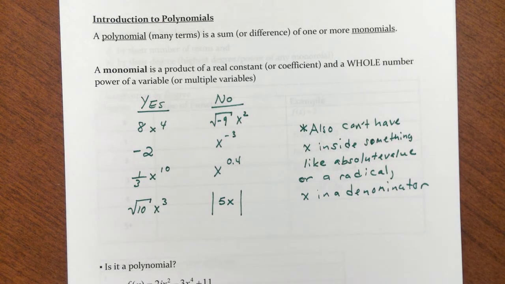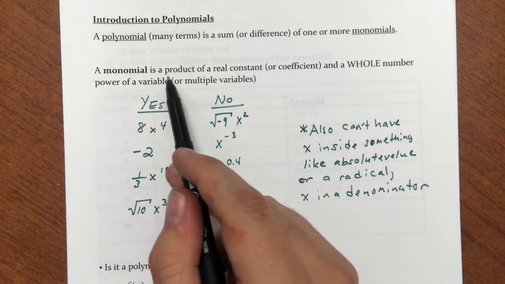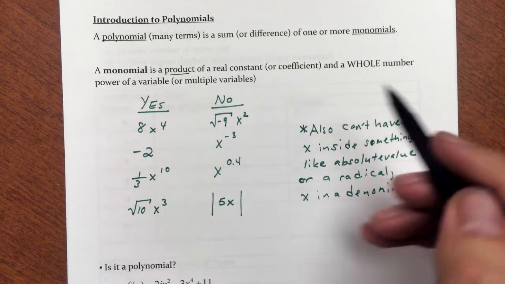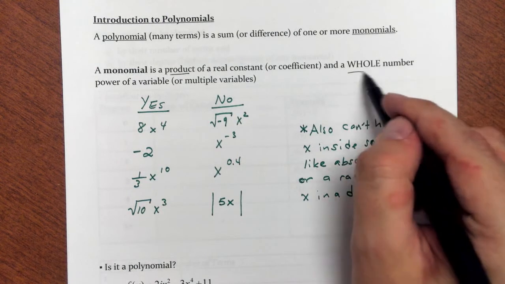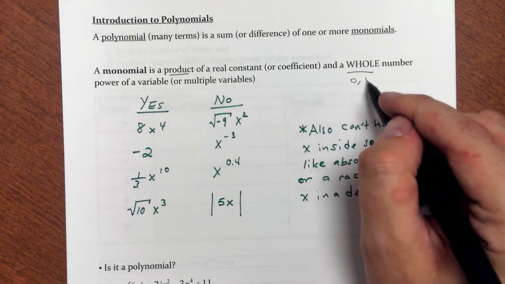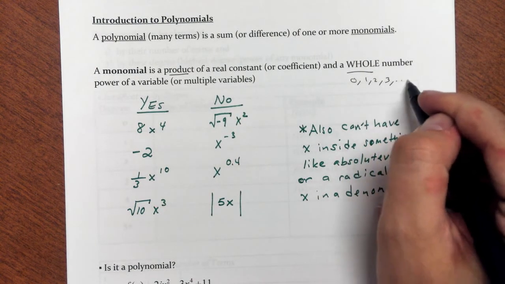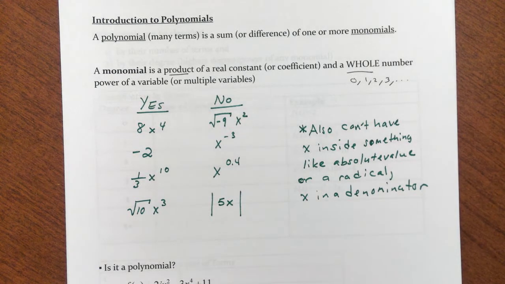A monomial is a product of a real constant or coefficient and a whole number power of a variable or multiple variables. So it's a product, which means they're being multiplied together. Whole numbers means 0, 1, 2, 3, and so forth. And the constants and coefficients have to be real. So these are some examples and non-examples of monomials.